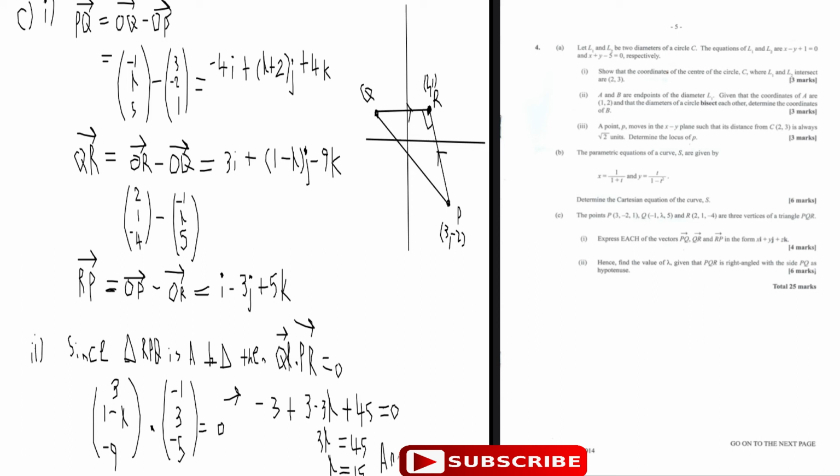I don't see why you get 6 marks for this. They were very generous, but that's it. Nice and easy. Lambda is 15.